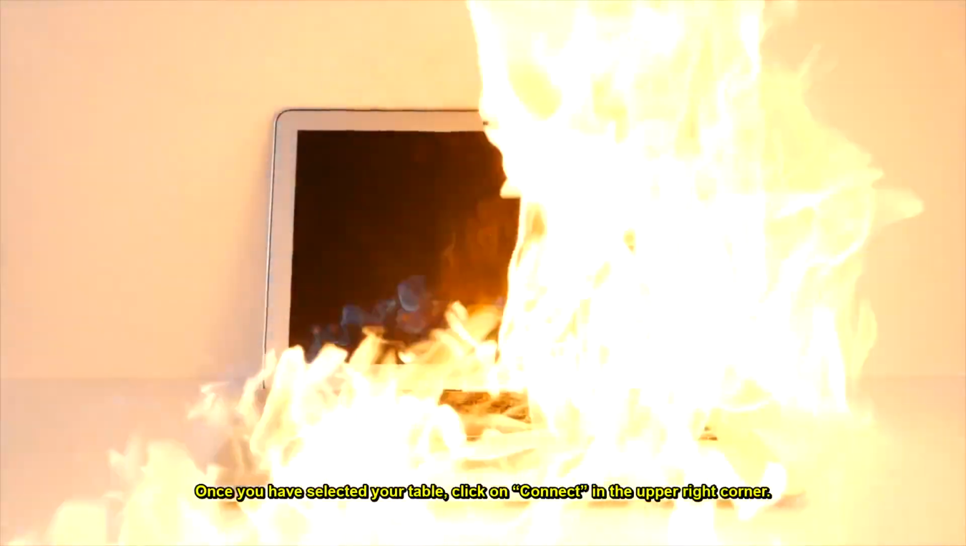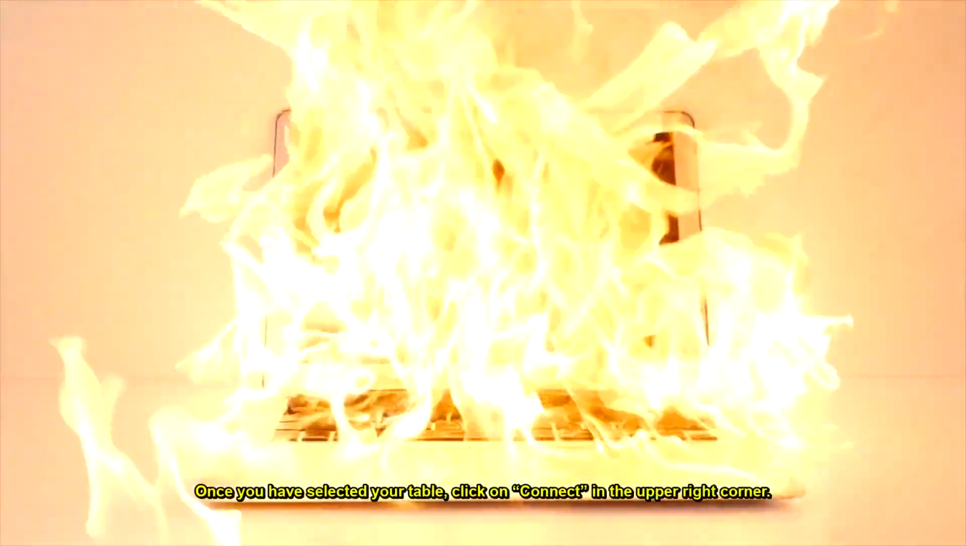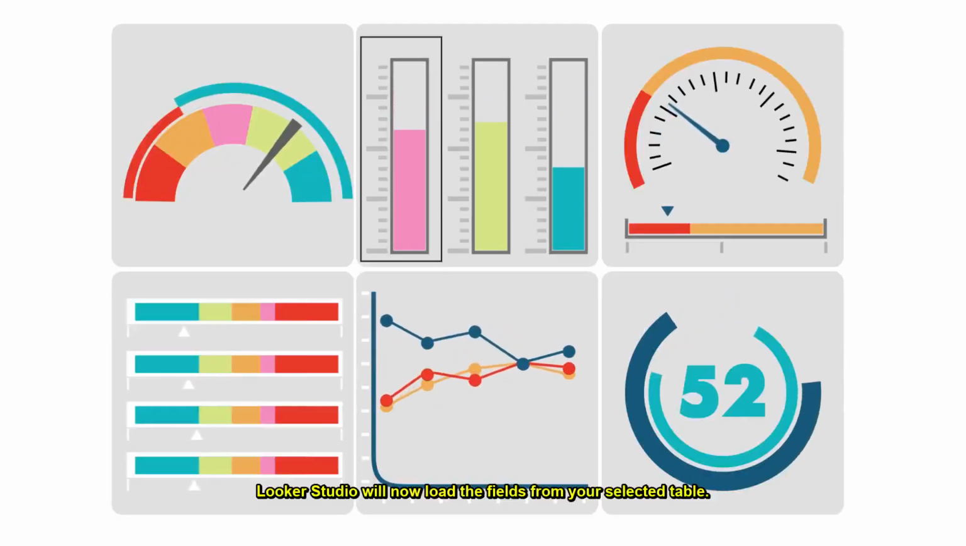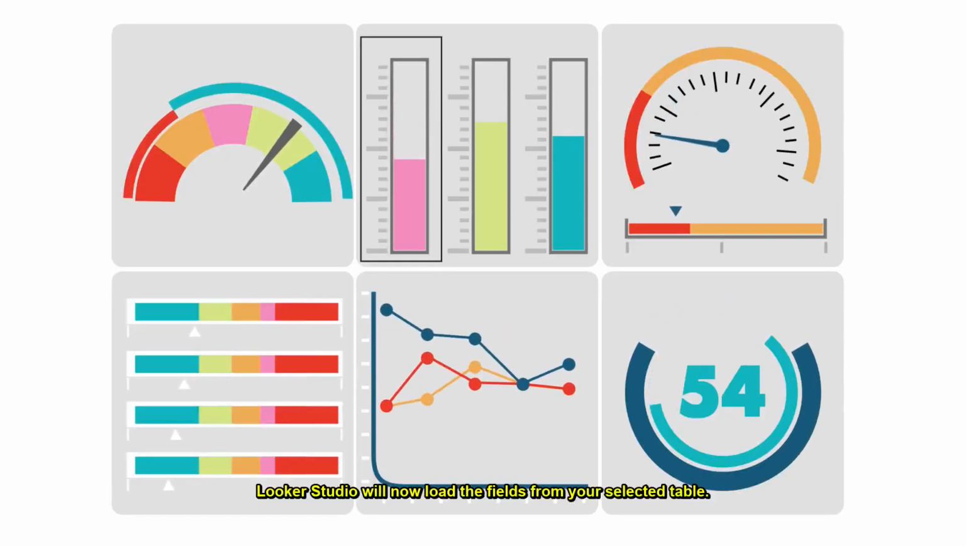Once you have selected your table, click on Connect in the upper right corner. Looker Studio will now load the fields from your selected table. Review the field options and set the data types as needed. You can rename fields or create calculated fields for more insights.